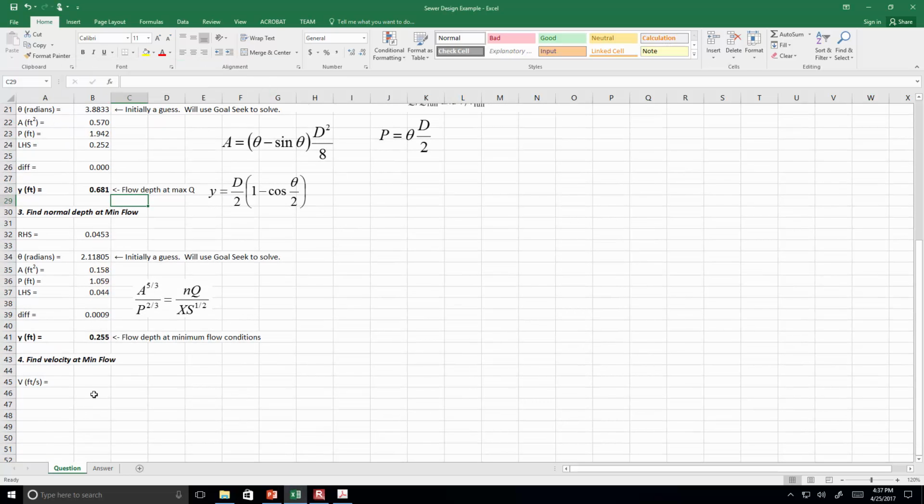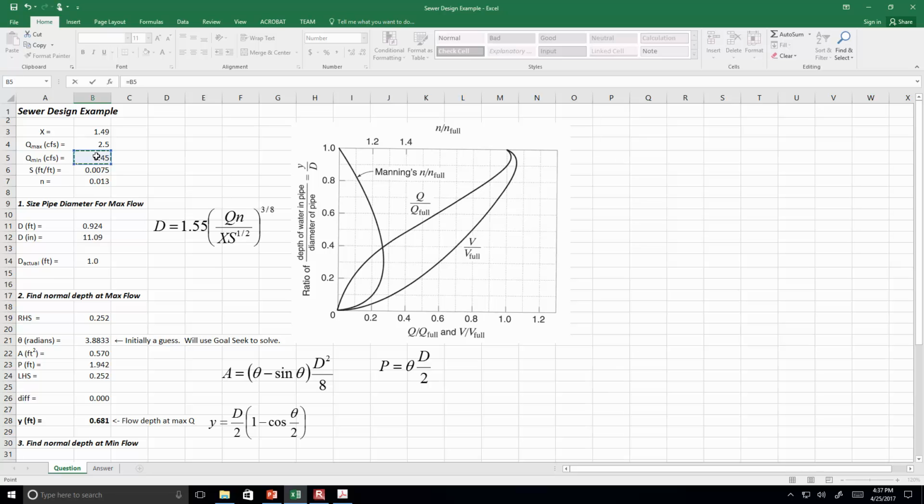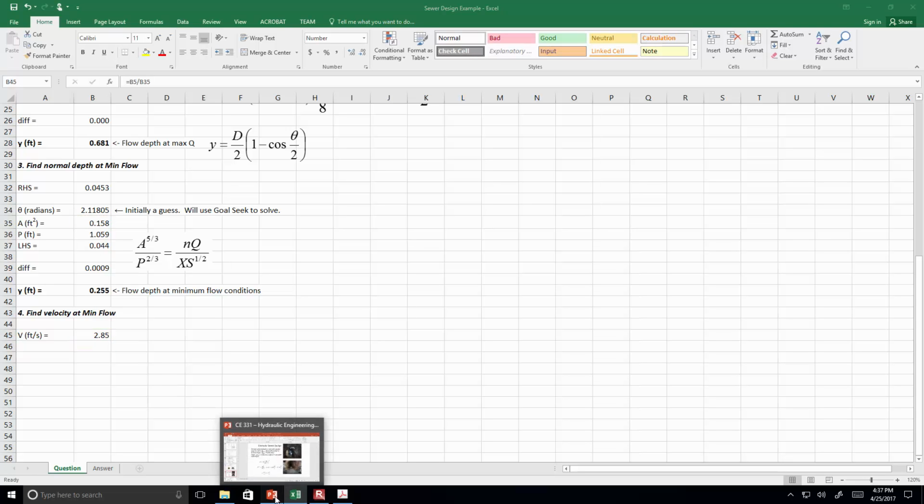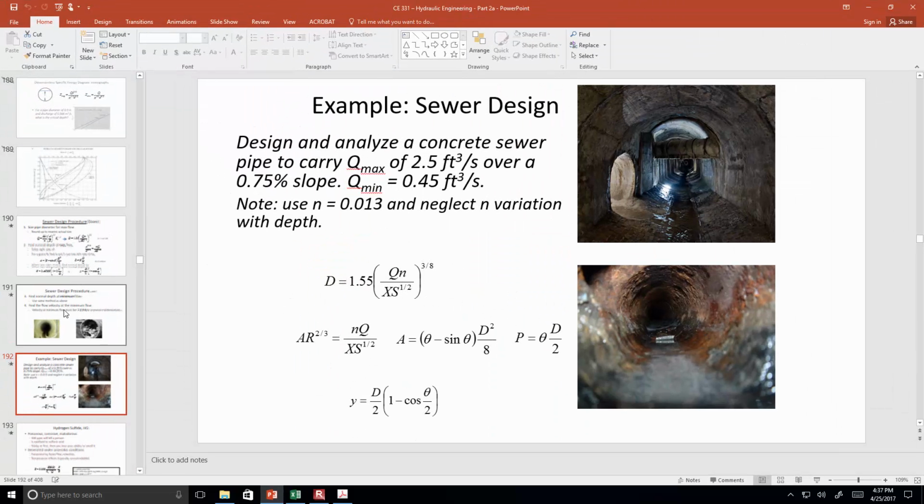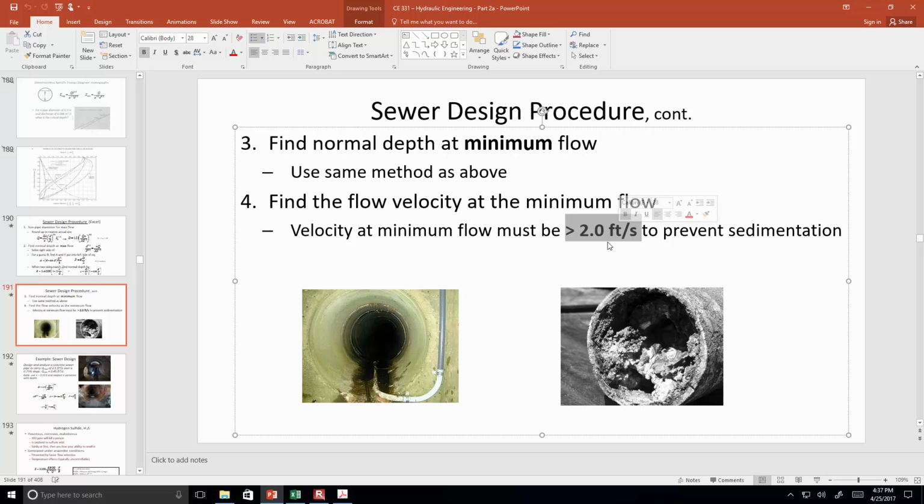Okay, so we know the velocity. We can calculate it. The minimum velocity is just the minimum flow rate divided by the area of flow at the minimum flow rate. So it's going to be 2.85 feet per second. You remember that the limit is that 2 feet per second or more should be seen at the minimum flow rate to prevent sedimentation. So if you've got a pipe that's too big, that can bring your minimum cleansing velocity below 2 feet per second.